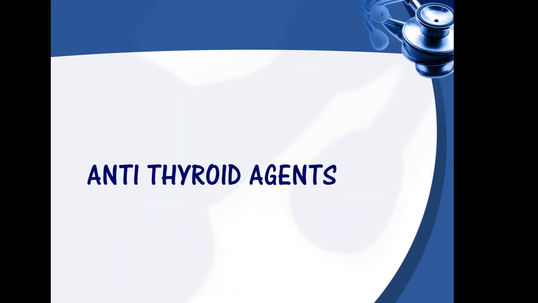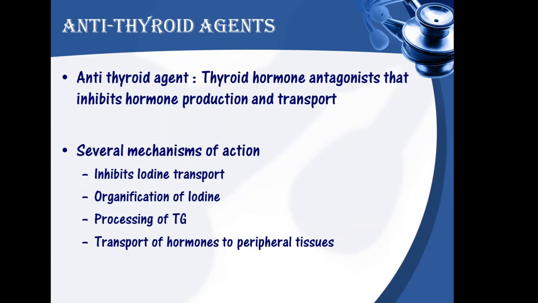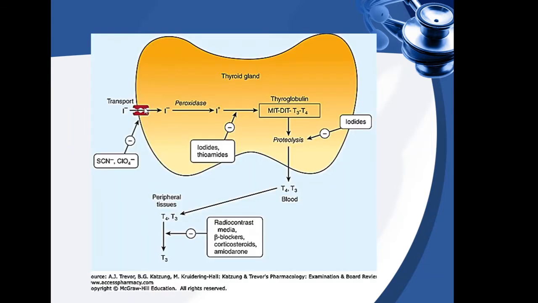So let's see what are the anti-thyroid agents that are present. The anti-thyroid agents are hormone antagonists that inhibit the hormone production and transport. There are several mechanisms of action that are involved. One is the inhibition of iodide transport. Second is the organification of iodine, where iodine is added to an organic compound. Third is the processing of the thyroglobulin. Fourth is the transport of hormones to the peripheral tissue.